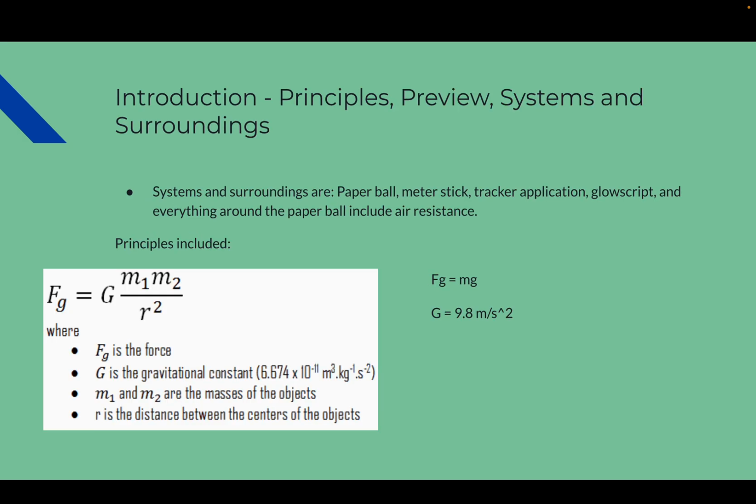So looking at the principles, first let's look at the systems and surroundings. The system includes the paper ball, the meter stick, the Tracker application, and GlowScript, and the surroundings include everything around the paper ball. The principles include Fg, which is equal to G times m1 m2 over r squared, and g is equal to 9.8 meters per second squared, the constant acceleration that we are seeing when the ball is dropped. And as we already know, the force of gravity is equal to mass times 9.8.